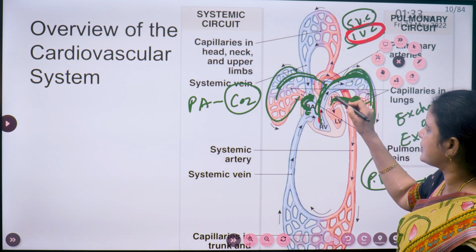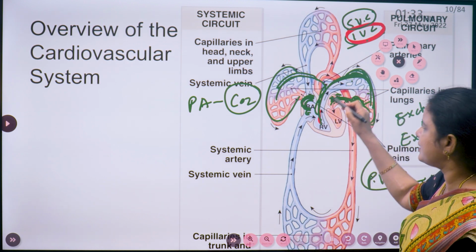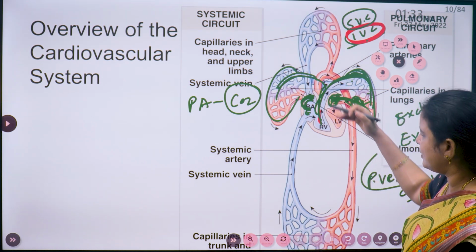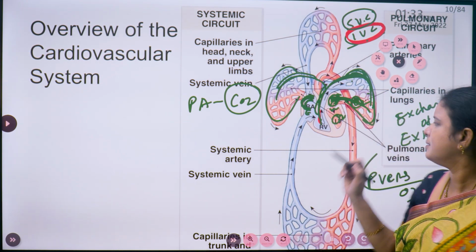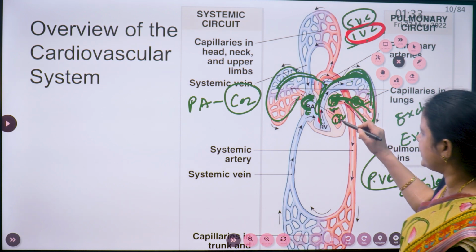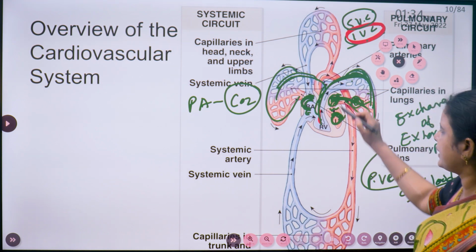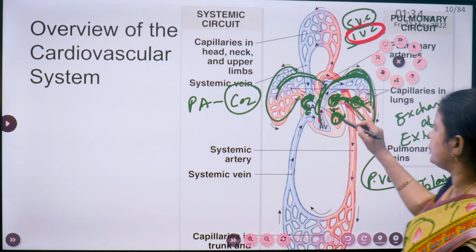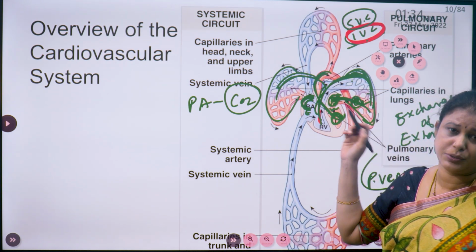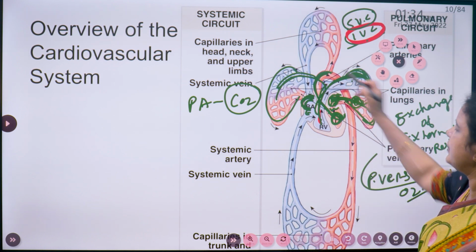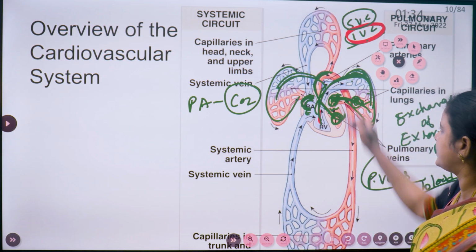So once the oxygenated blood enters the left atrium in systemic circulation, it will be pumped into the left ventricle through the bicuspid valve, or the mitral valve. After the ventricle receives the oxygenated blood, from here, through the aorta, it will be pumped out to all the parts of the body. The aorta gives many branches to supply the total body.